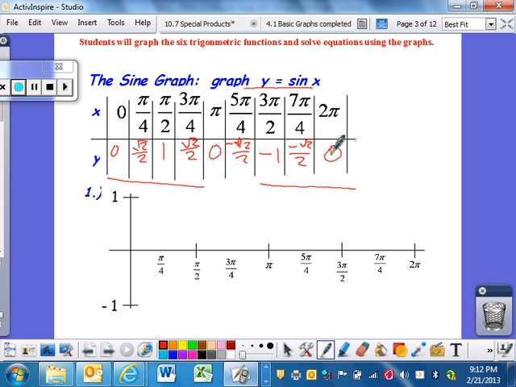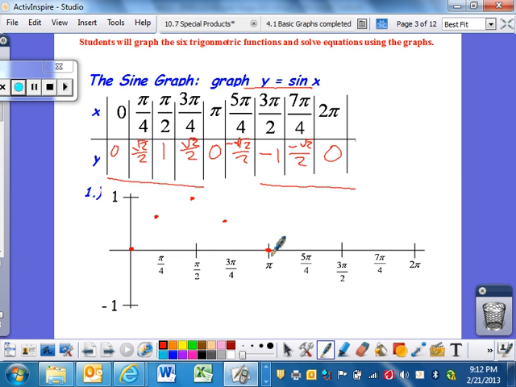Square root of 2 over 2 is going to be a little bit more than 1/2, so we can go about right there. And then at pi over 2, we have 1. So I'm getting a little crossed up here. If we go back, we start at 0. We plug 0 in, we have 0. We go up to, at pi over 4, a little bit more than 1/2. And at pi over 2, we have 1. Come back down to 3 pi over 4, it's going to be the same value as before. And then at pi, we have 0.